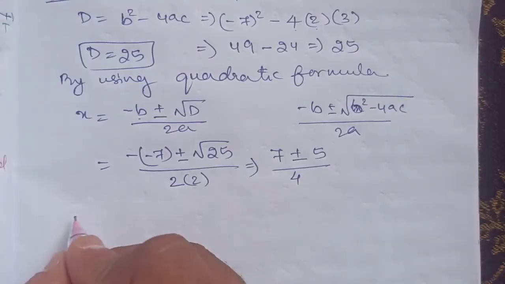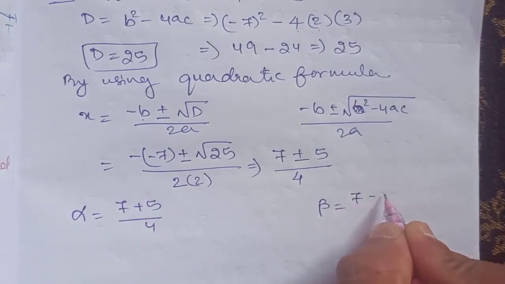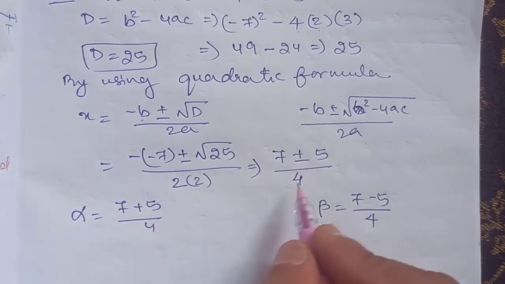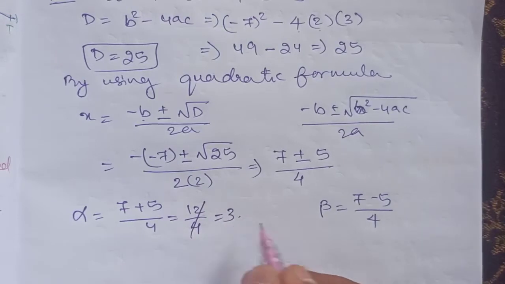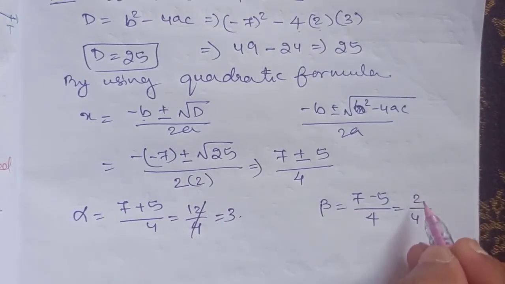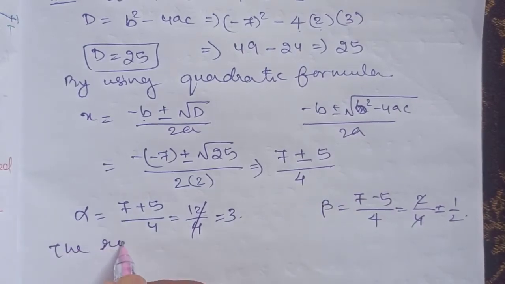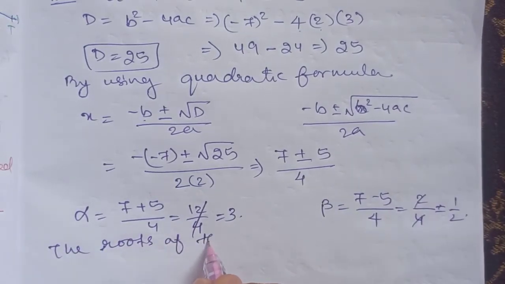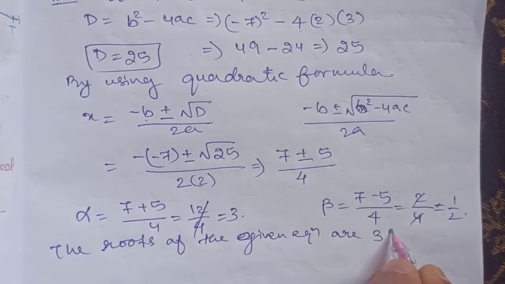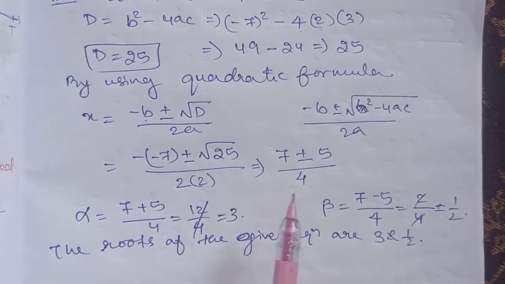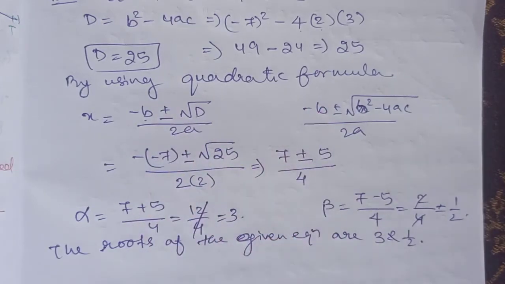Here alpha we will get 7 plus 5 by 4 and beta we will get 7 minus 5 by 4. Plus sign for alpha, minus sign for beta. 7 plus 5 is 12, 12 by 4 is 3. And 7 minus 5 is 2, 2 by 4 is 1 by 2. So the roots of the given equation are 3 and 1 by 2. In this way you can easily calculate the value of x by using the quadratic formula. Okay, next bit.